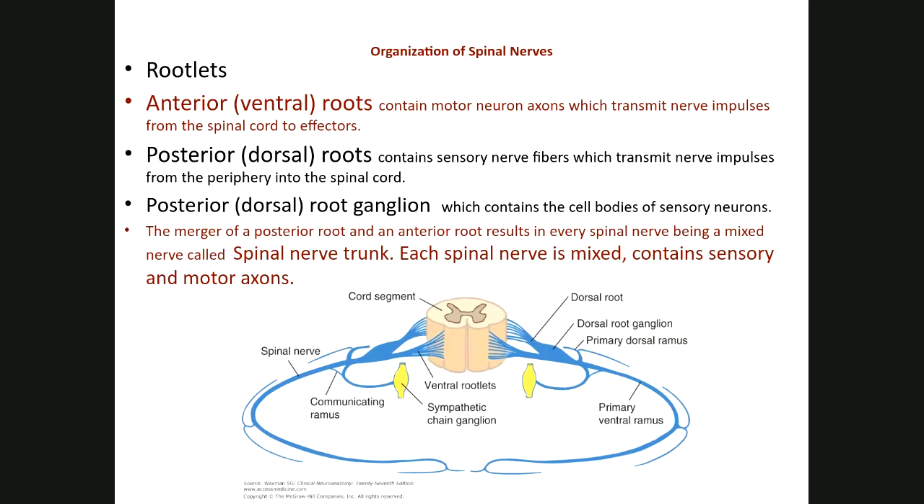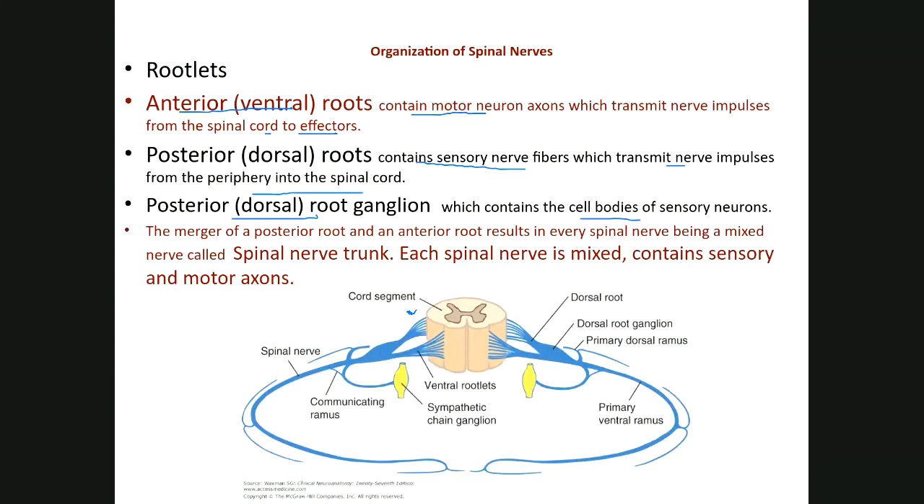Immediately exiting the spinal cord, they're called roots. And remember, the anterior or ventral roots carry motor neuron axons, which carry impulses away from the spinal cord to the effectors. It could be either skeletal muscles or glands. The posterior roots contain sensory nerve fibers, which transmit nerve impulses from the periphery into the spinal cord. The dorsal root ganglion contains the cell bodies of sensory neurons.